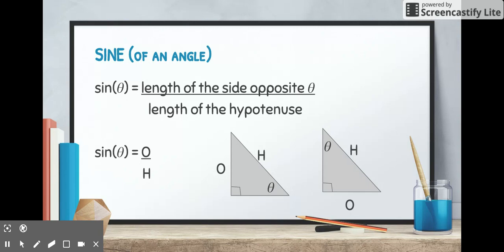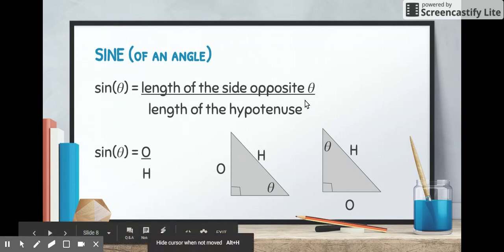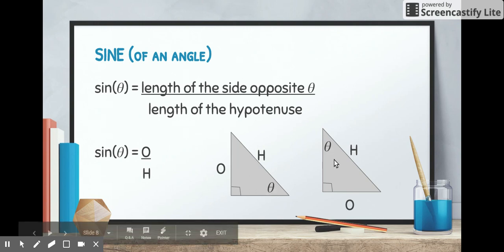And so there's several ways you can look at it. This one gives you the full definition. A lot of times students will just write sine of theta is equal to O over H, where O represents opposite and H represents hypotenuse. So here's two ways you might see it. So we have our opposite and our hypotenuse, and we have our opposite and our hypotenuse.